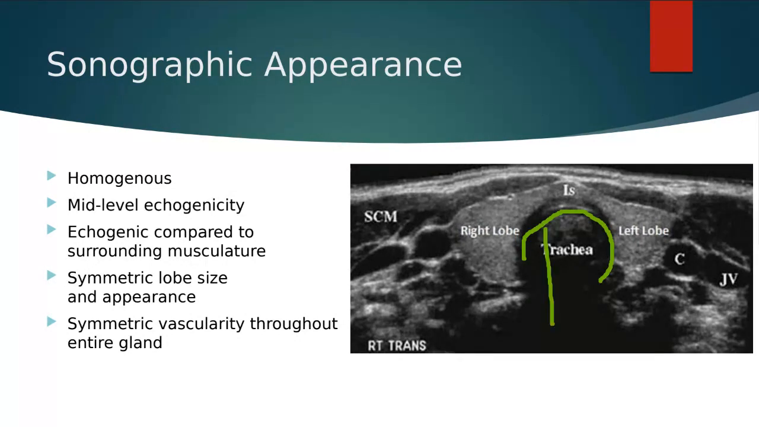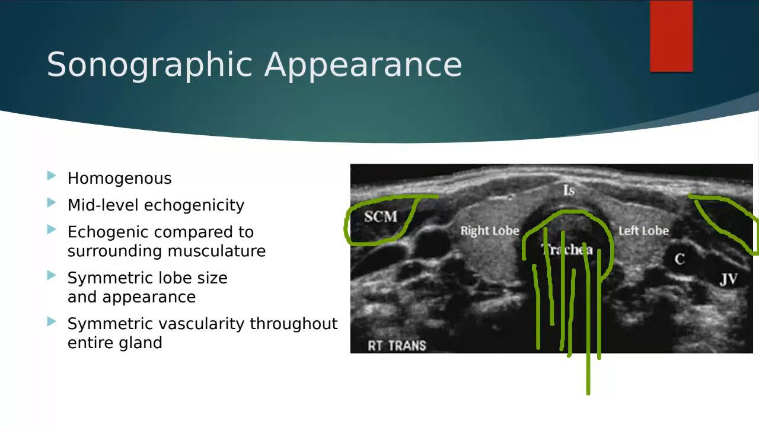So we are going to get all of this shadowing, okay? Remember, air is not our friend. It's going to kind of act like a gas pocket, but a little bit more contained. And then we also have our sternocleidomastoid muscles along the anterior lateral aspect. And less commonly seen are going to be our strap muscles. Also have our carotid and our jugular vein.